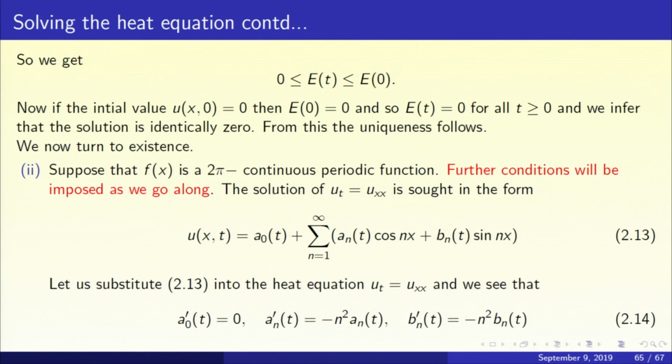So now suppose that the initial value were 0. Suppose u(x,0) is 0, then E(0) will be 0. Then it will follow that E(t) is 0 for all times. But E is an integral of u squared. So if E is 0, then the integrand has to be 0. In other words, u(x,t) has to be identically 0.